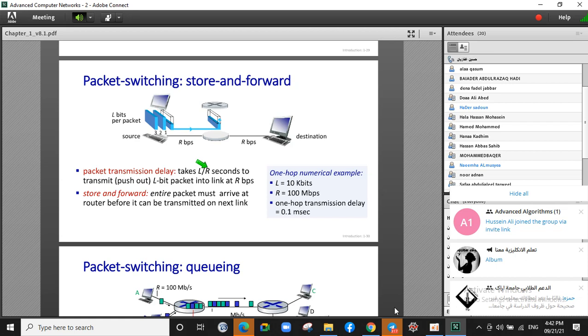So store and forward means that at each hop, we should receive a packet completely and then send it to the next hop. This is store and forward. And we know that transmission delay is L divided by R seconds to send a packet from one hop to another one.